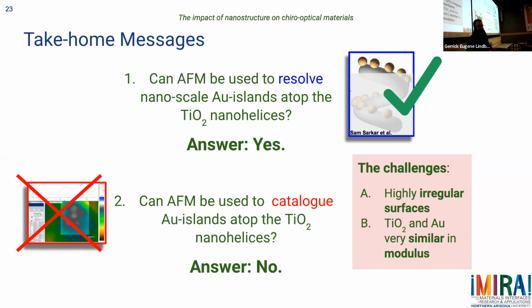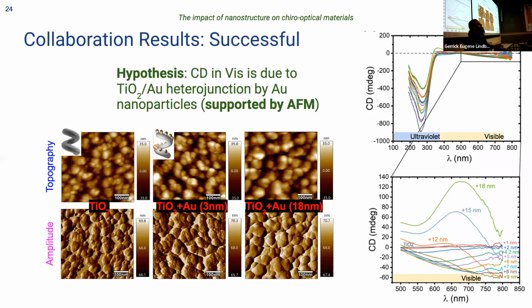But that doesn't stop us from achieving the objective, which is to test Sam's hypothesis. And we see that AFM supports the hypothesis. Sam hypothesized that this change in CD was due to the electrons on the gold islands in the valence band being excited to the conduction band, thereby changing the conductivity of the titanium dioxide, therefore changing its index of refraction and producing the change in circular dichroism.